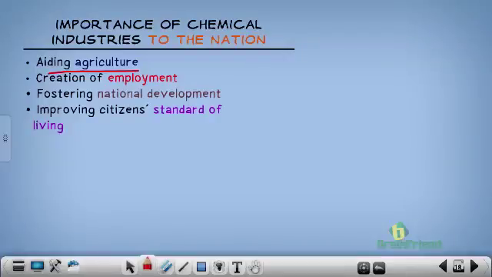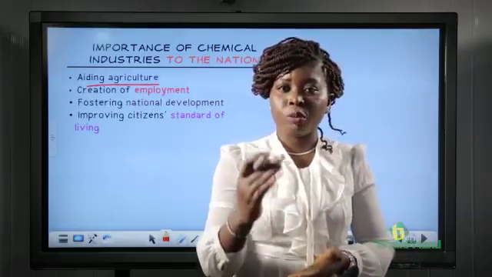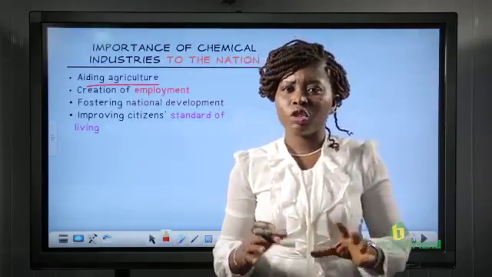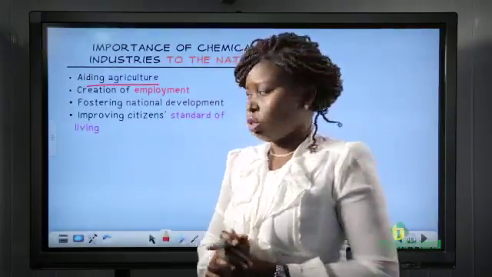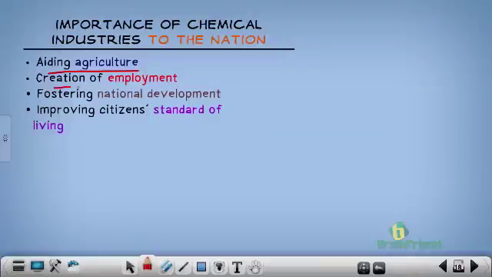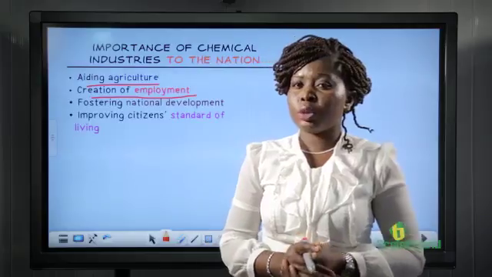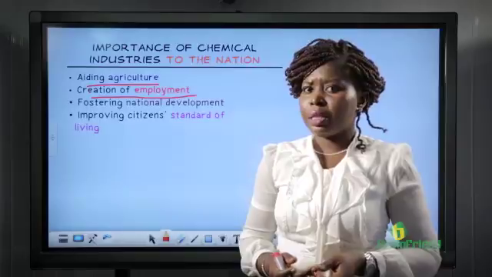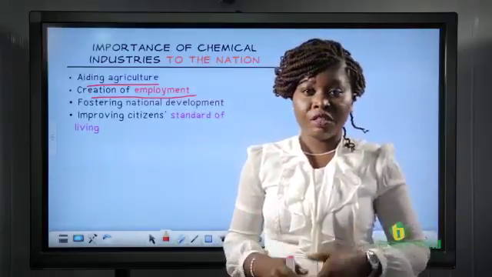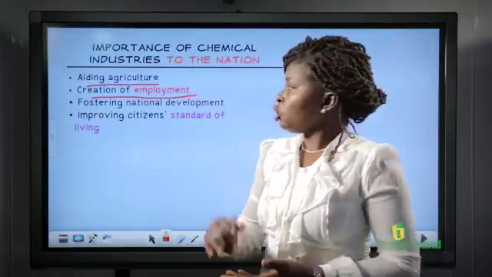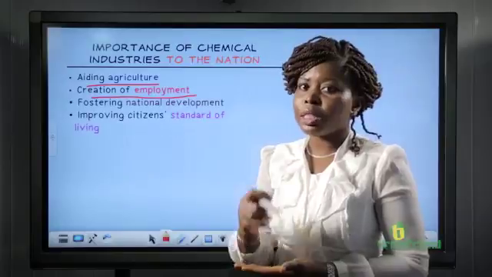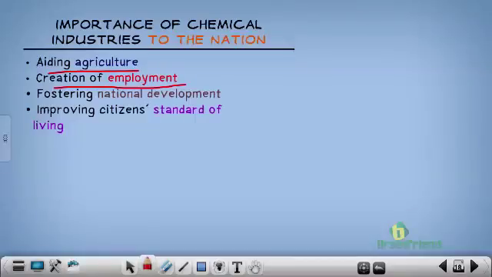Also, in mechanized farming, chemical industries play a very important role. They may not be the makers of the machines, but remember that these machines run on fuels that are produced by chemical industries. Creation of employment. On the national level, chemical industries help to reduce the level of unemployment. Remember, they can provide employment for skilled labor and even for unskilled labor. So they help to reduce the population of unemployed individuals in any nation.